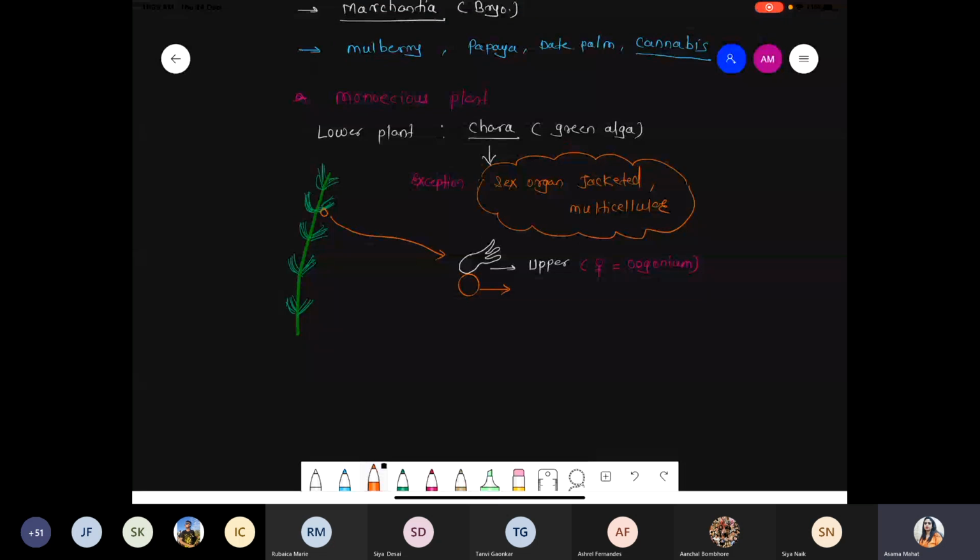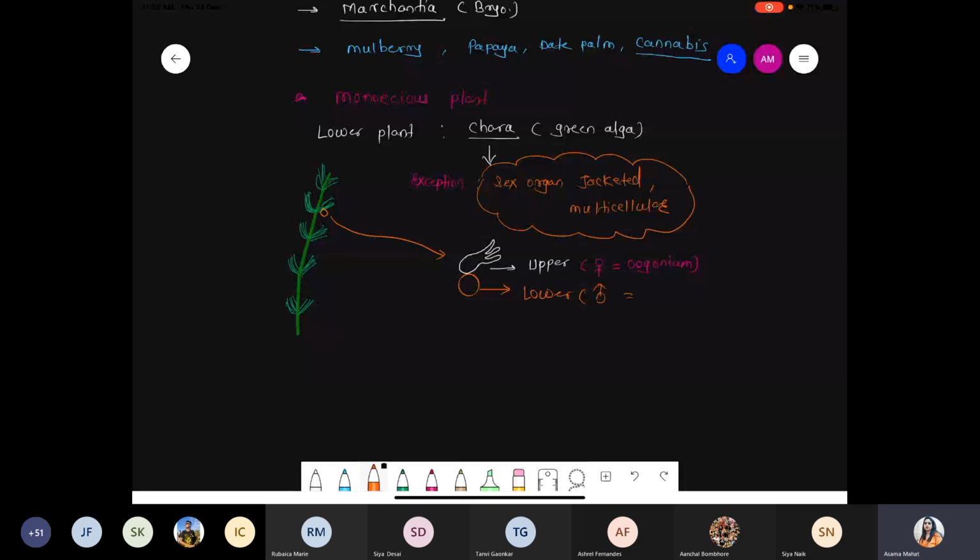So just quickly, we are talking about one example of a monoecious plant, that is Chara, an example of green algae. It is an exception case because in Chara the sex organs are jacketed and multicellular. We select one node area, that is the leaf area. Toward the upper side, sex organs are present. The female organ is produced toward the upper side, and exactly near the female, on the lower side, is the male.